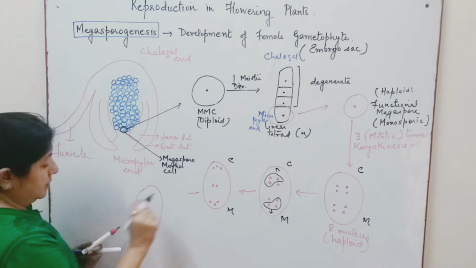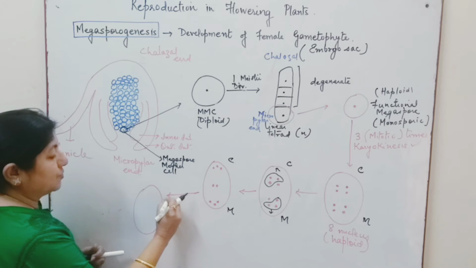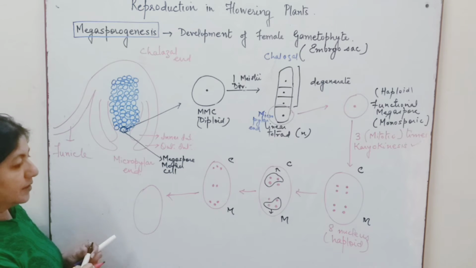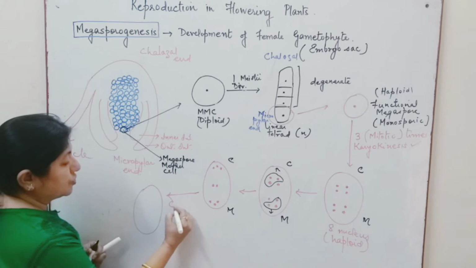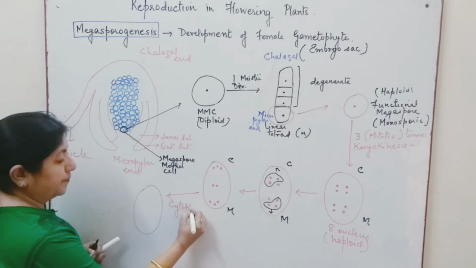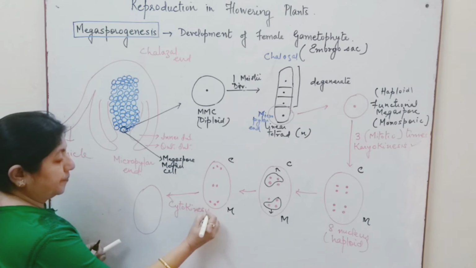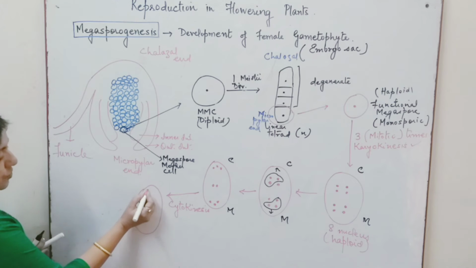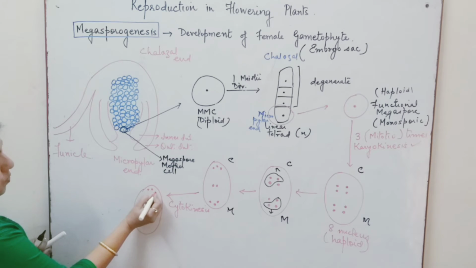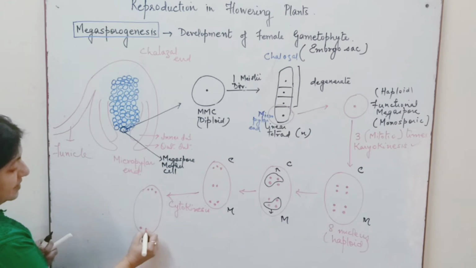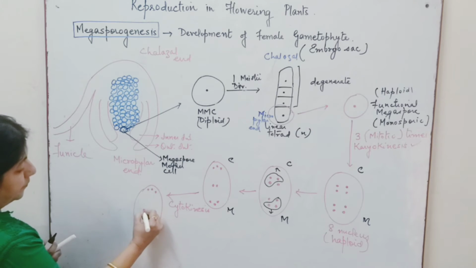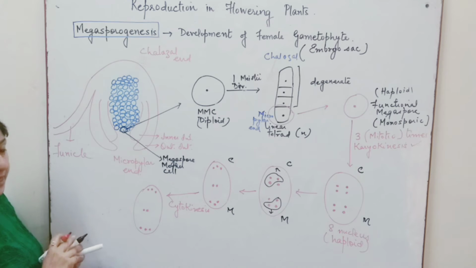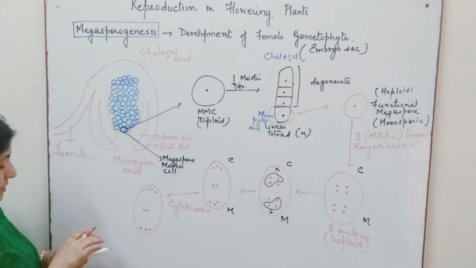Now here, the process of cytokinesis will occur. That means the formation of the cell wall. And as a result of the formation of the cell wall, the cells which are present over here will develop the cell wall. So let us draw the cell walls around these.